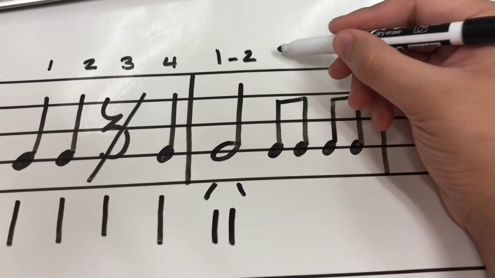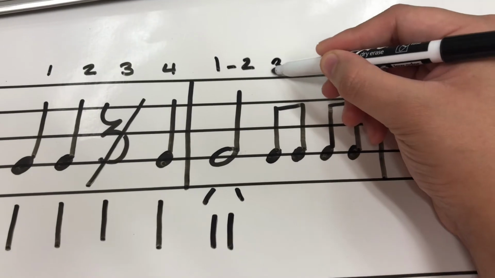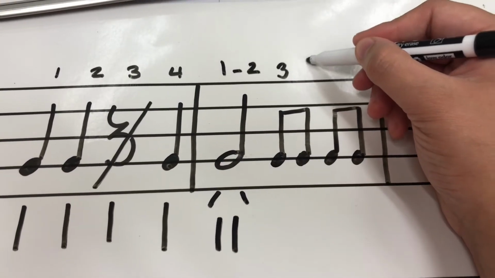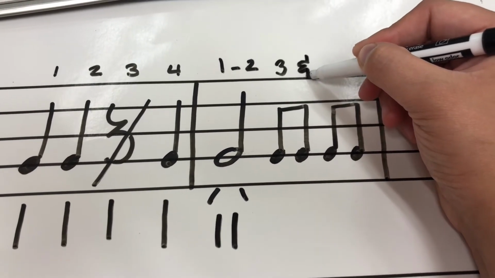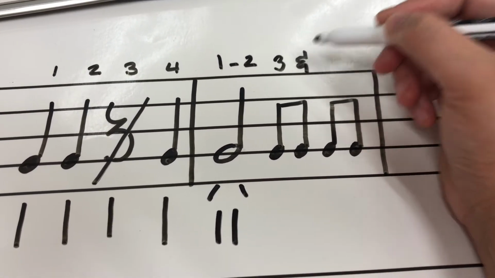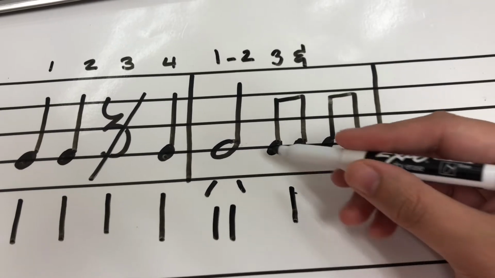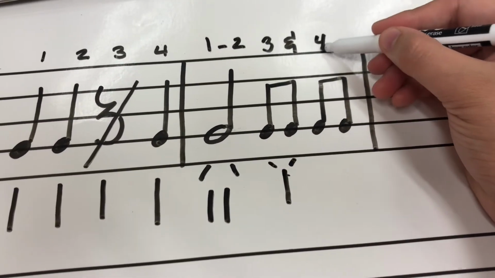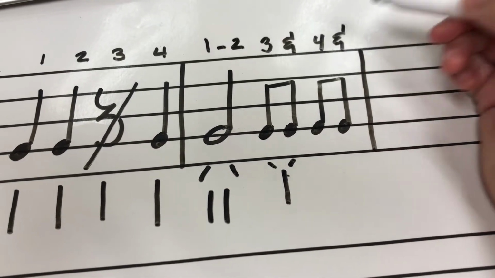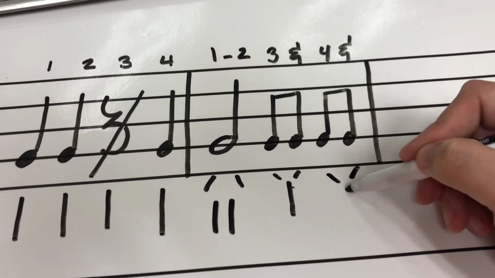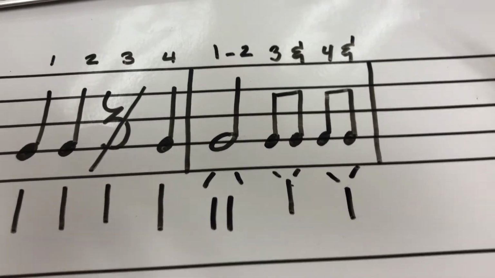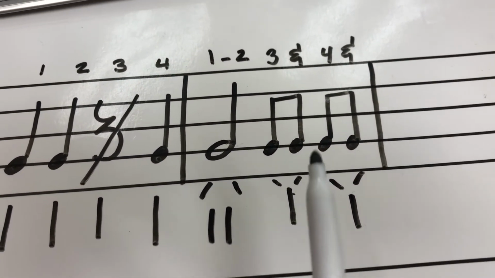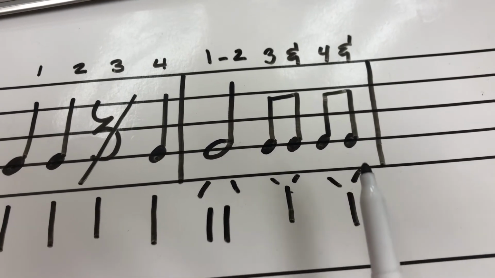We are going to start on beat 3. This has the number, so this is going to have an and. 3 and as 1 beat together. 4 and as 1 beat together. So our next measure would sound like 1, 3, and 4 and.